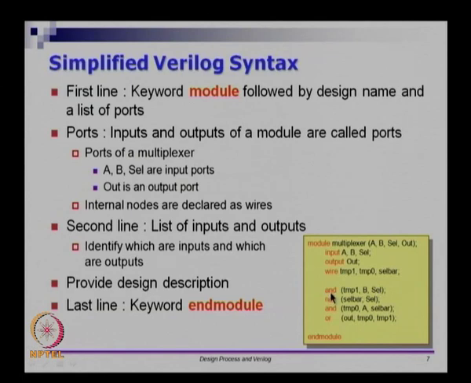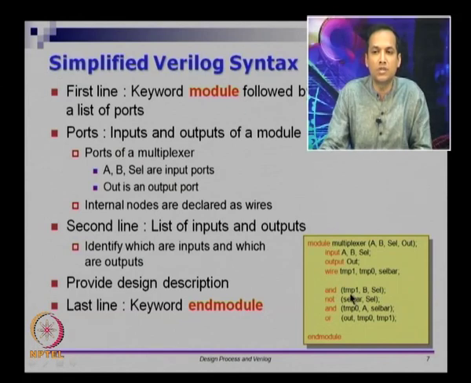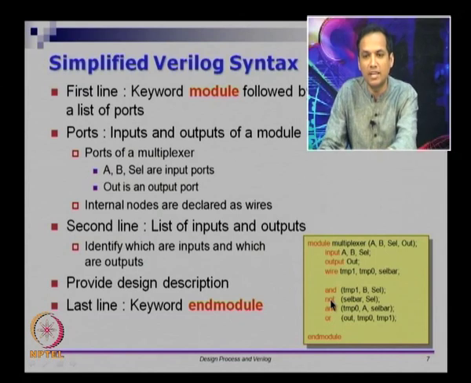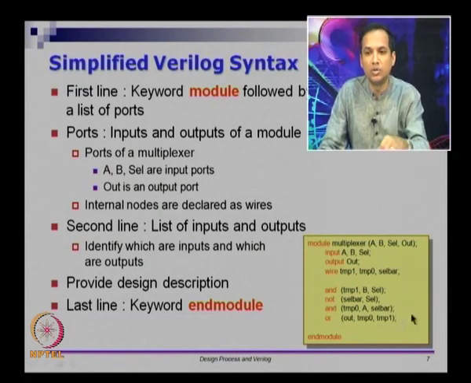This line is saying I want an AND gate which will take B and select as inputs and which will produce temp 1 as output. So if I think of it as a physical circuit, I am picking an AND gate, and to its inputs I am giving B and select, its output is called temp 1.